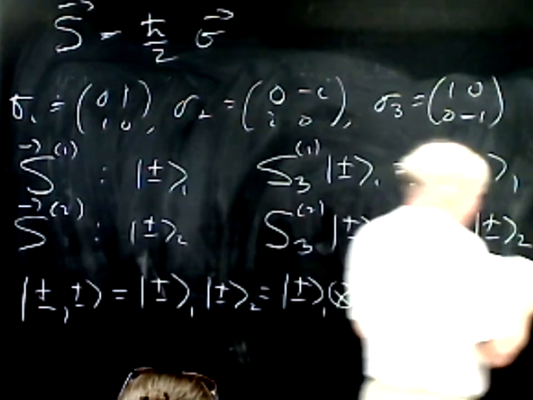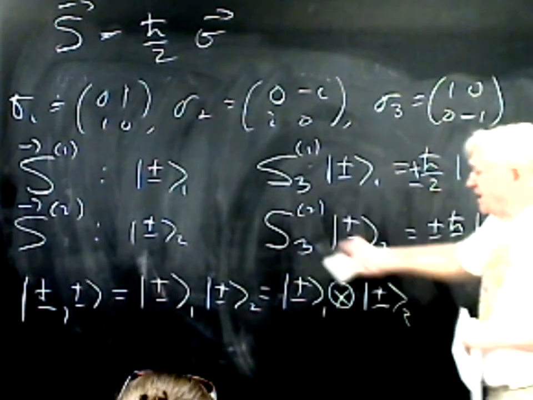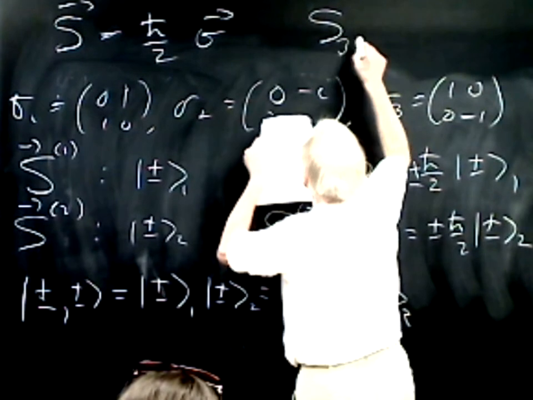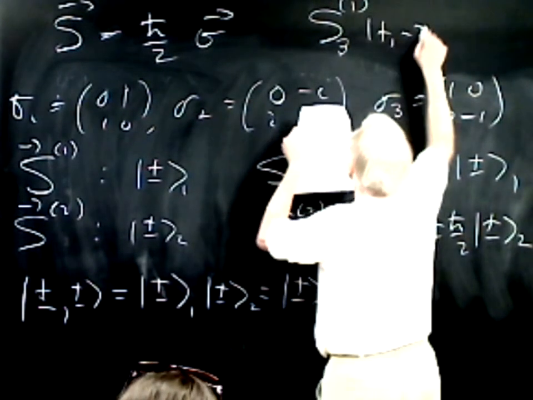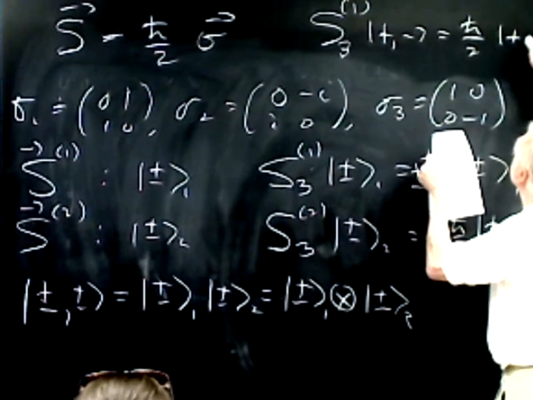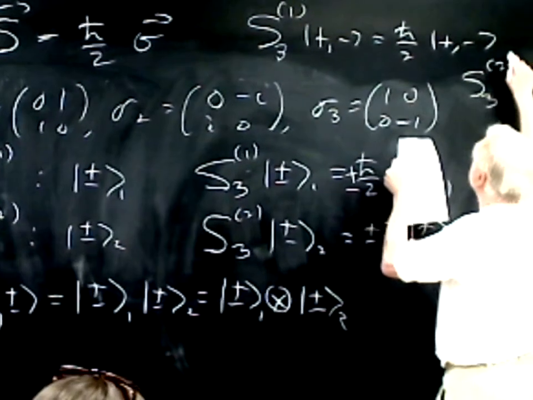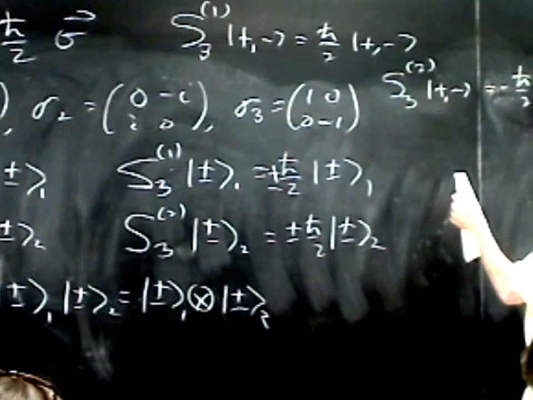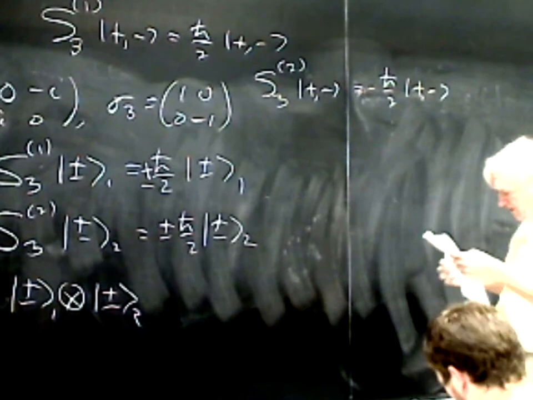So, for example, now these states that are direct product states are eigenstates of both of these operators. For instance, S3, 1 on plus minus is h bar over 2 plus minus. And S3, 2 on plus minus is minus h bar over 2 plus minus there. Okay.